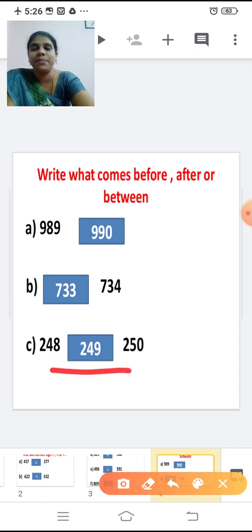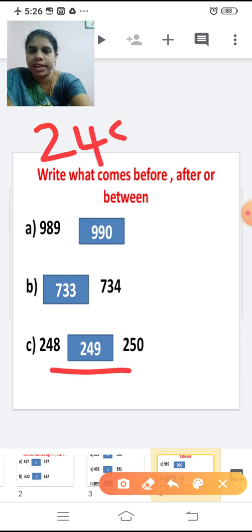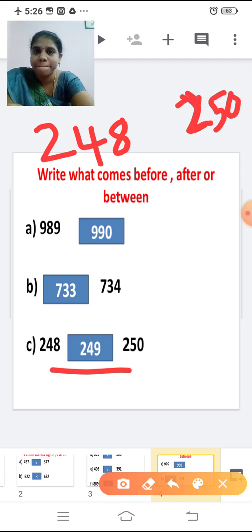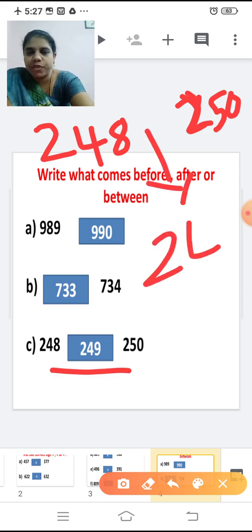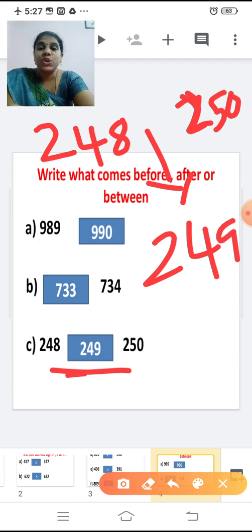Third one. Now we are going to write the between number. What number comes between 248 and 250? Now tell me what number will come between 248 and 250? After 248, 249. So 249 comes between 248 and 250.